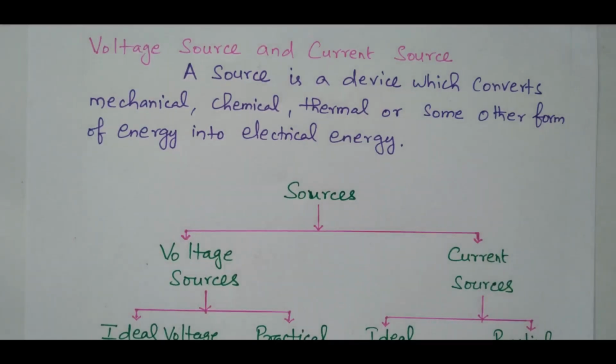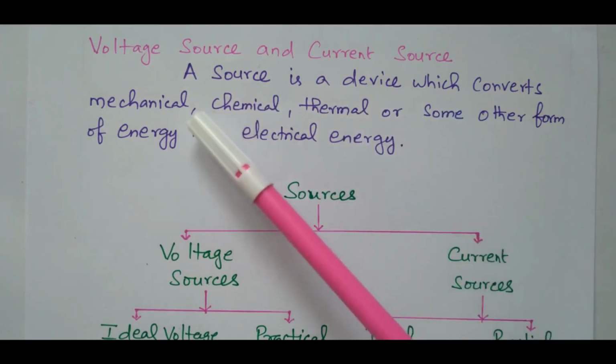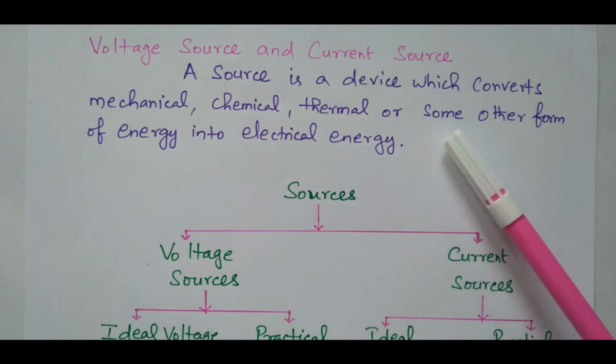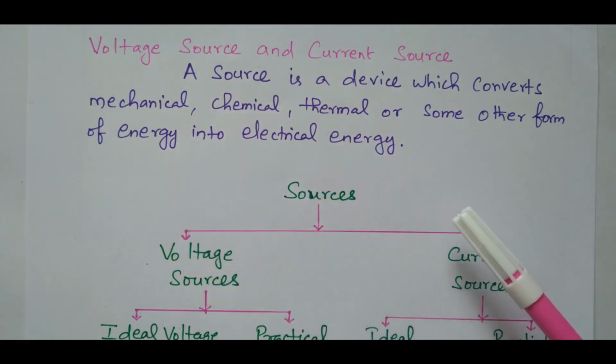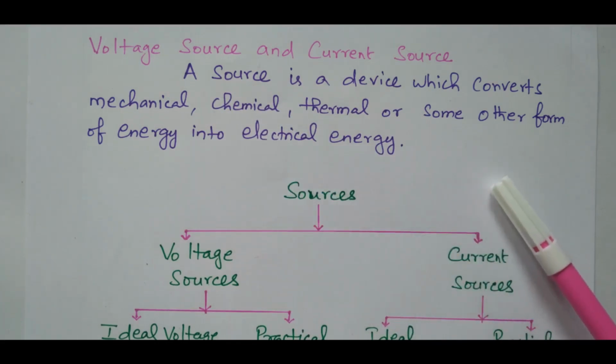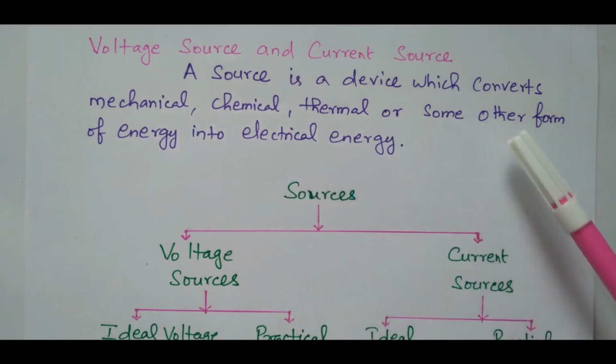Welcome viewers. In this video we will see voltage source and current source, the details of voltage source and current source. First, the source. A source is a device which converts mechanical, chemical, thermal or some other form of energy to electrical energy. So the source is nothing but any form of energy converted into electrical energy. That is called a source, either mechanical, chemical or thermal or some other form.